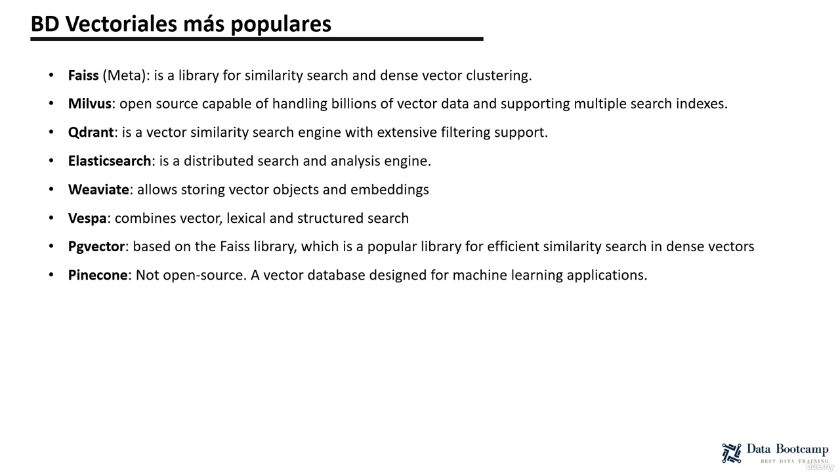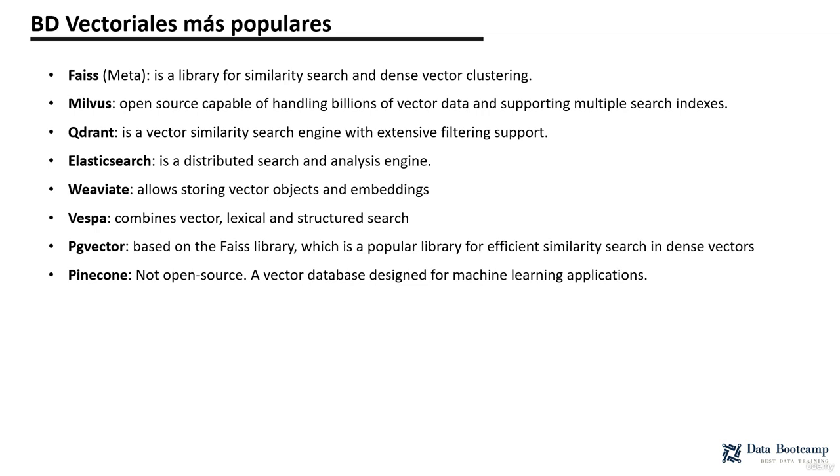Another database is Qdrant, a vector similarity search engine and vector database that provides a production service complete with an API for utilization. Elasticsearch, another widely recognized platform, is a distributed search and analytics engine that also supports vector fields. It provides support for efficiently indexing and searching vectors. Following Elasticsearch, we have Weaviate, which is an open-source platform that allows for the storage of vector objects and embeddings.